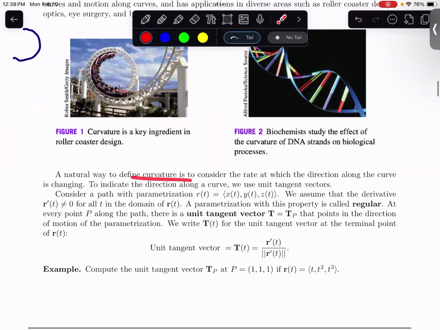So a natural way to define curvature is to consider the rate at which the direction along the curve is changing. To indicate the direction along a curve, we make use of the unit tangent vectors.